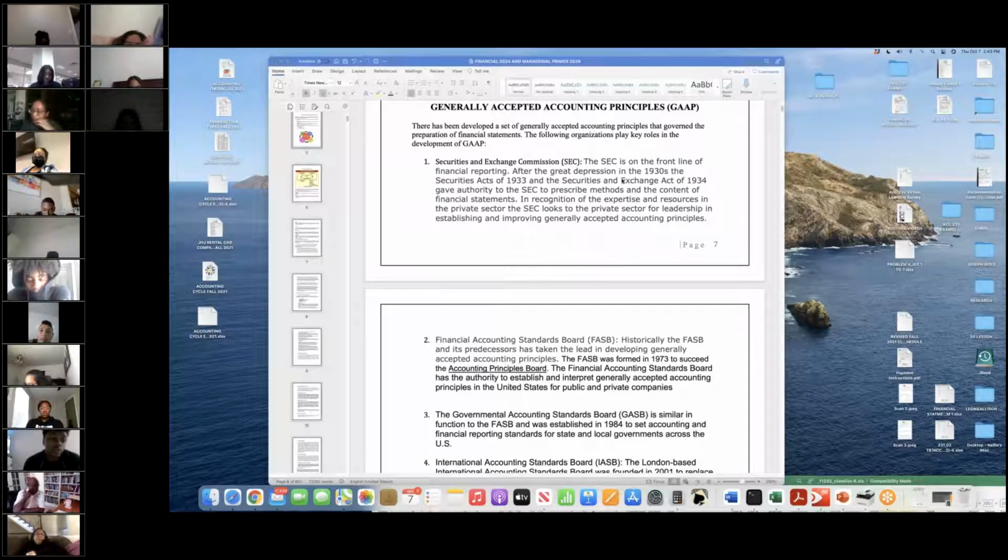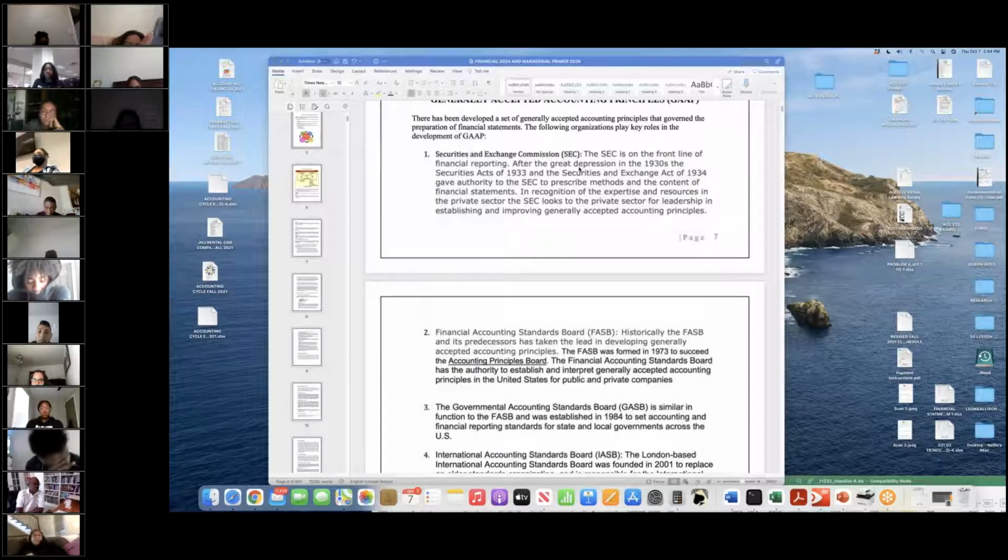Generally accepted accounting principles. And so we're beginning to look at the theory behind what we're doing. So we've gone and done things. Now we're coming back and looking at the theory. And there are 4 groups that play a role in developing accounting principles. First of all, the Securities and Exchange Commission.